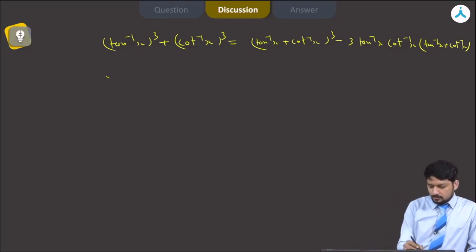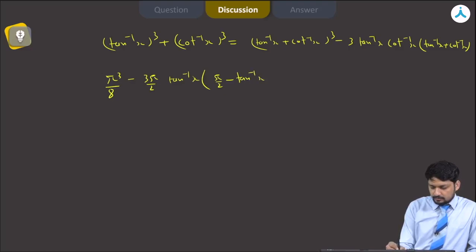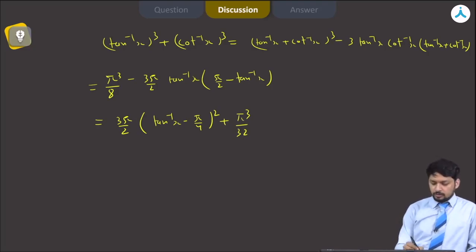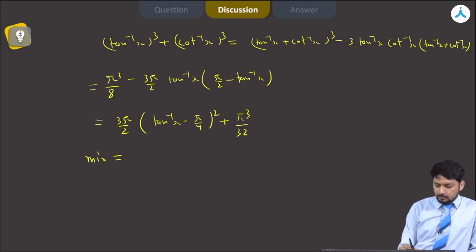So this will become π³/8 minus 3π/2 tan⁻¹x into (π/2 − tan⁻¹x), and I can also write it as 3π/2 into (tan⁻¹x − π/4)² plus π³/32, and to get the minimum value we have to put tan⁻¹x as π/4. So the minimum value will be equal to π³/32, which is equal to b.